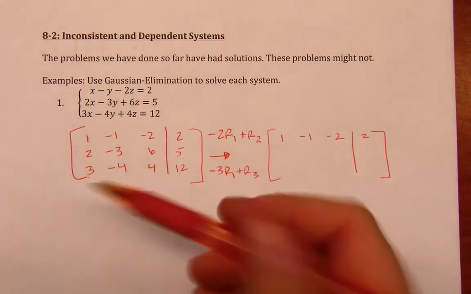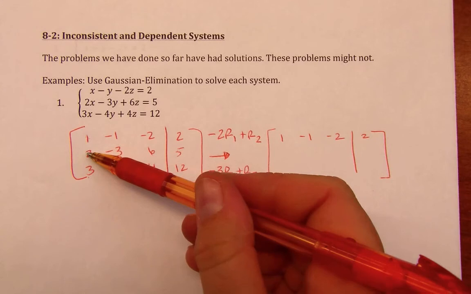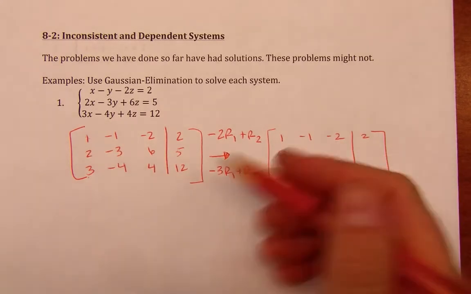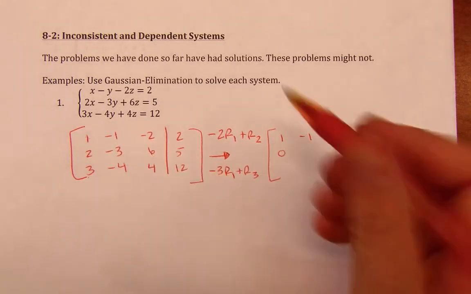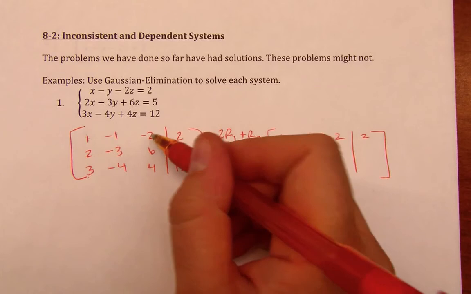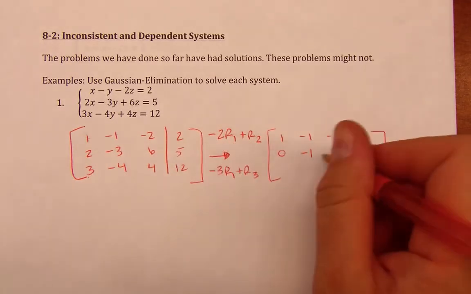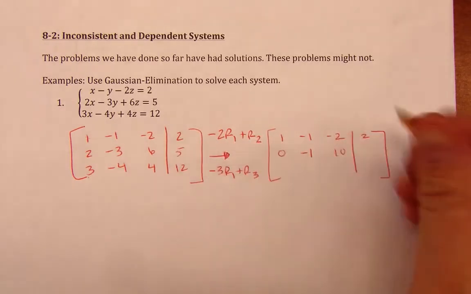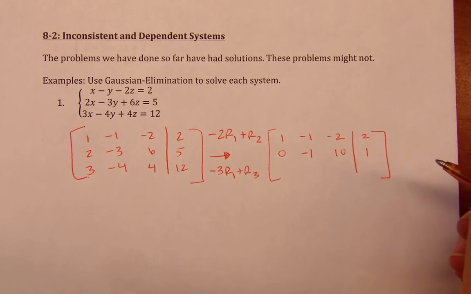And then row 2, we've got -2 times 1 is -2, times 2 is, or plus 2 is 0. -2 is going to give me a -1 right here. -2 times -2 is going to give me a 10 right here. And -2 is going to give me a 1 right here.